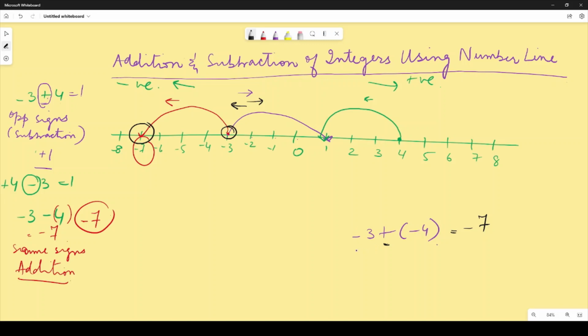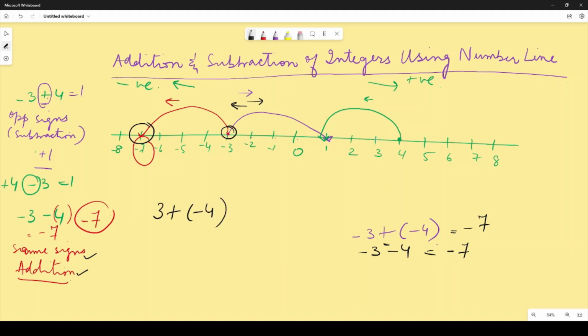Now, if you solve it with laws of integers, you write -3, and when the sign outside the bracket is positive, then no signs change. So this again becomes -3, -4, and we know same signs, the operation is addition, so we add up and we retain the sign. Now what about 3 plus -4?